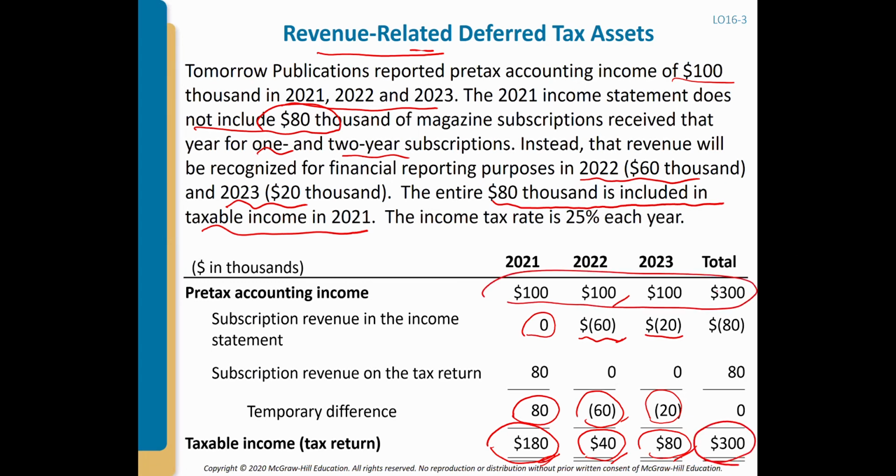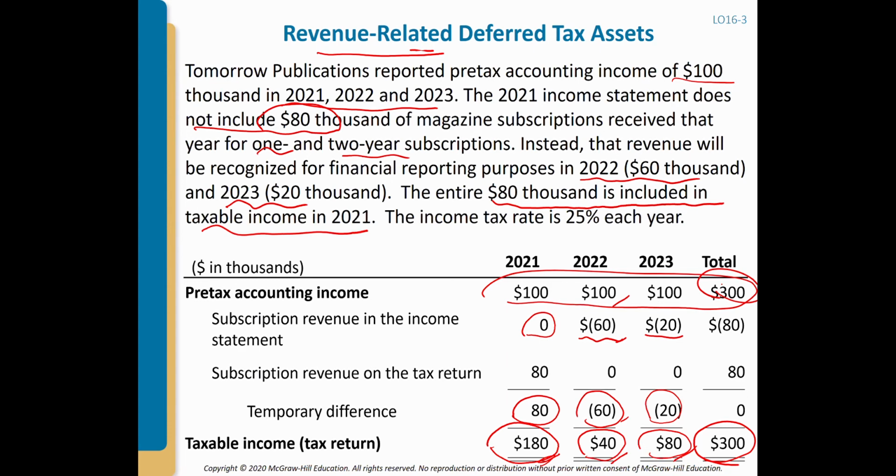But no matter what, total taxable income and total accounting income are the same. It's just the timing differences. Over 3 years, they're exactly the same. That's why this is the temporary difference. Makes sense, everyone? Any question about this situation in accounting, how to deal with that in accounting and in the tax? If not, then let's work on that.